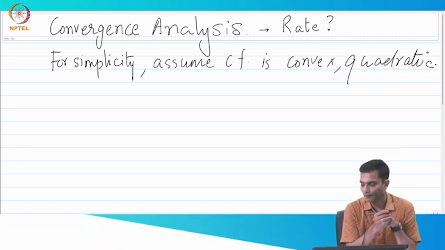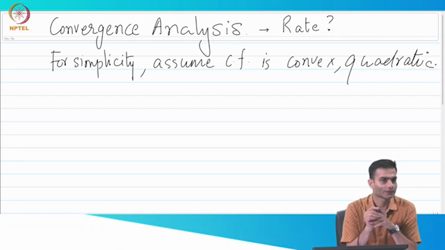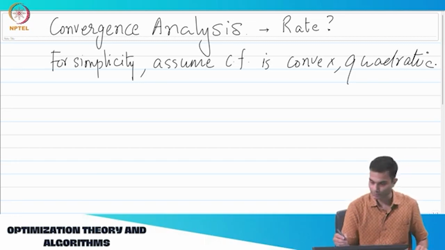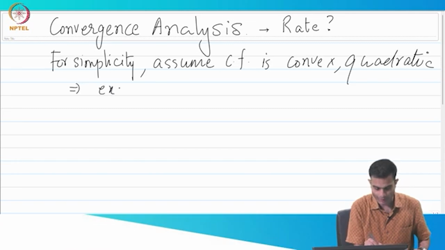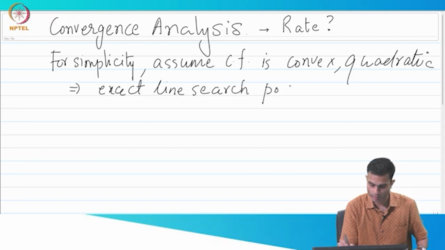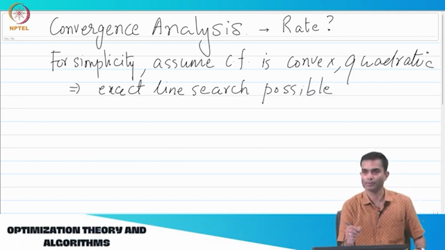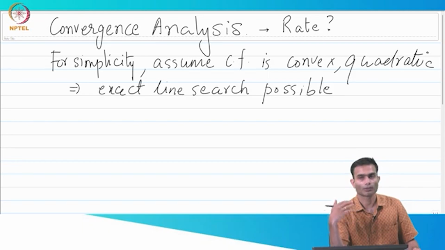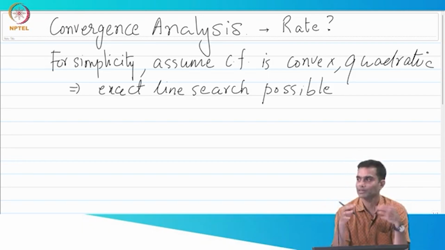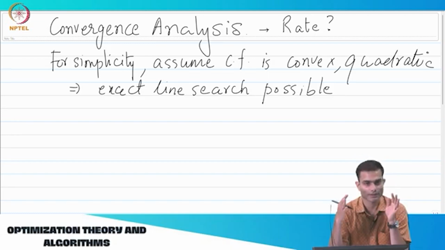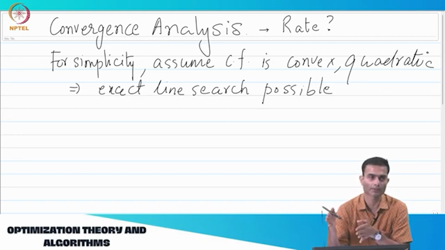One of the advantages of having a quadratic cost function is that I can actually do line search exactly. I believe this is one of the tutorial questions as well. So exact line search is possible. It's a simple matter of calculus to show this. Exact line search means I actually have a closed form expression for the step length. That's great because it helps me with the analysis. I don't have to do backtracking line search. I don't have to check for Wolfe conditions. I can just get an expression at each k. This is the step length, walk along it.